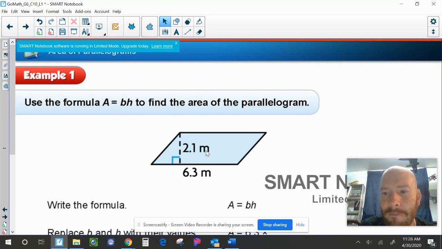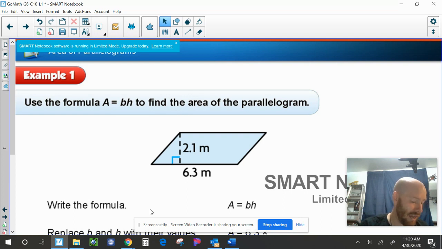What unit are they using? Meters. Okay, so 2.1 meters. And our base is 6 3/10 meters. Okay, so what does it mean when I have two variables next to each other? Multiply. Okay, I'm going to multiply them together. So area equals base times height. And that's it, guys. That is all we're doing today. Taking these two numbers and multiplying them. So we have 2.1 or 2 1/10, and we're going to multiply that by 6 3/10.